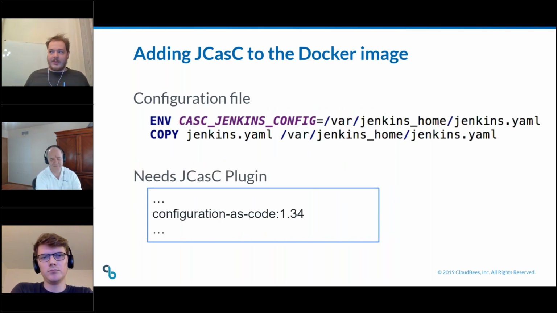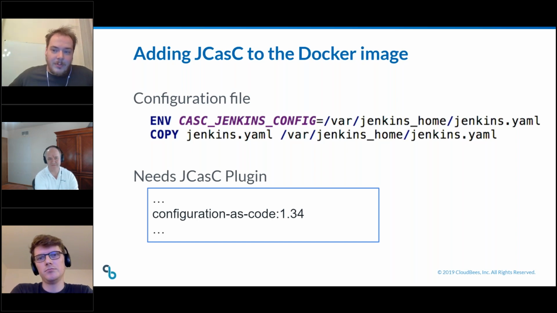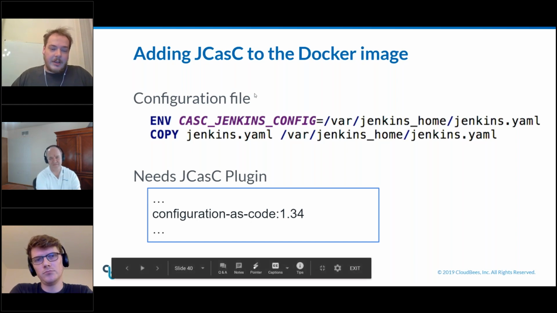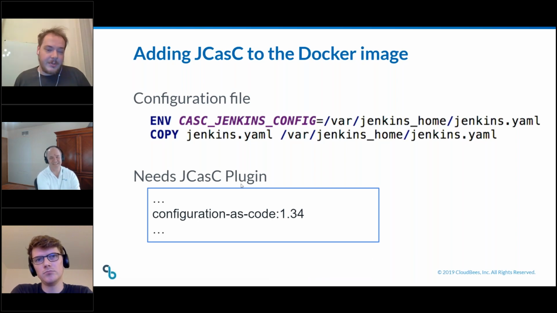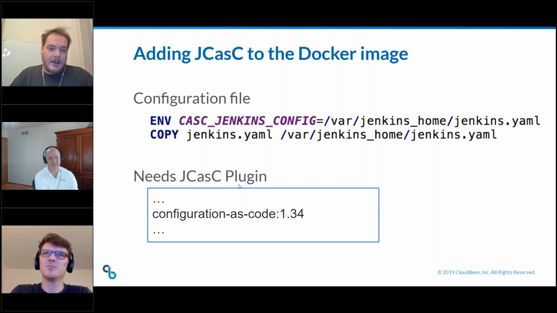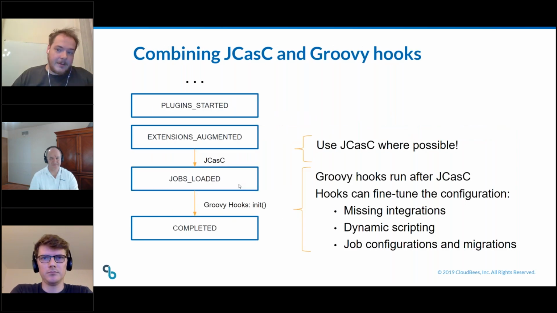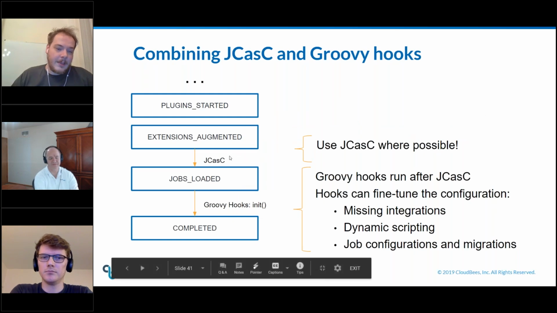JCasC is a complex thing, but thanks to Docker, you don't need to be an expert in order to integrate it. Basically, what you need to do is put one YAML file in a proper location and install the plugin. I have it in my demo, but what you need to know is that the Configuration as Code plugin is not a part of Jenkins core. It's a standalone plugin, so you have to use plugins.txt script or the plugin installation manager tool to configure it. But after that, you can get it running in your system. It actually does a lot of things, and you can combine it with Groovy hooks.